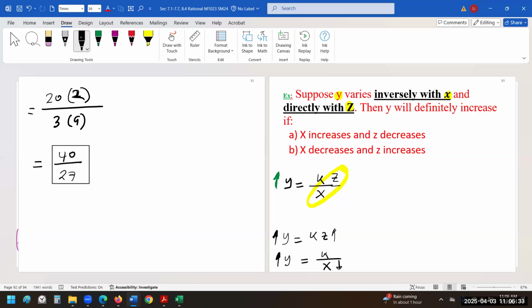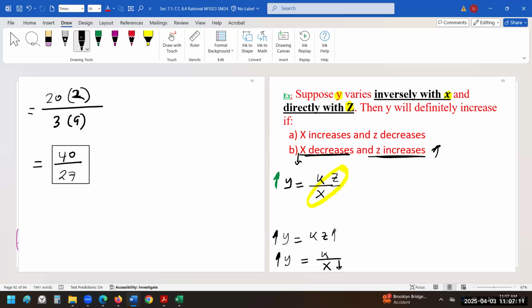So which of these is true? X increase, z decrease, or x decrease, z increase? We want x to go down and z to go up if you want your y to go up. But for the reverse scenario, if you want your y to go down, then the answer will be A. So see, you don't need any math here. You just observe and use logic. If you don't know how to use logic, plug in some numbers and see which one makes sense.